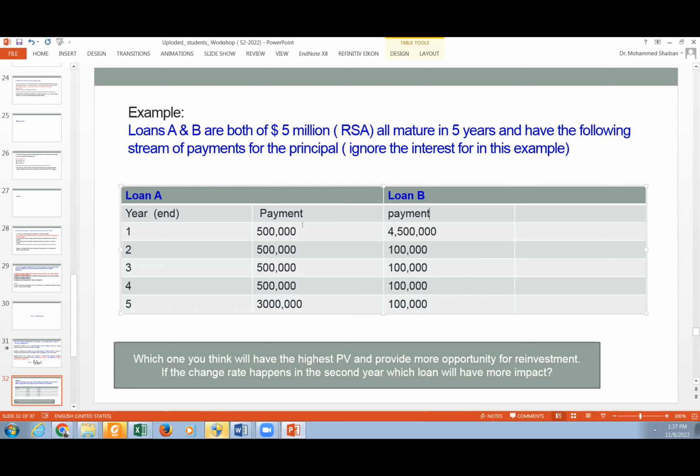As you can see, the duration of this is actually less than this one. The bank will take this money and invest it for the next 4 years, but this will take them a long time before the money comes back. They will have to wait.